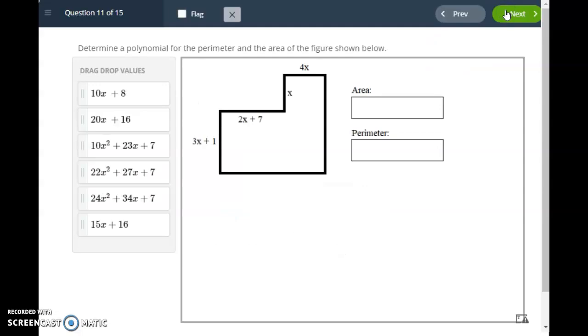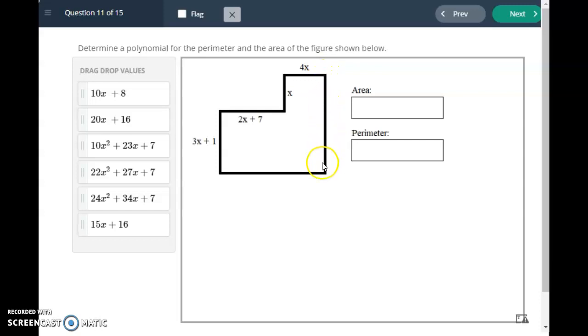Question 11. We want to find the perimeter and the area of the figure shown below. So the perimeter is the length around, and the area is how much is inside. And to find the perimeter, you add, and to find the area, you multiply. So as we add the sides around, we have 3x plus 1 plus 2x plus 7, that's 5x plus 8, and then we get 6x plus 8, and then there'll be 10x plus 8, which adds these sides together, but that's only halfway around this shape.